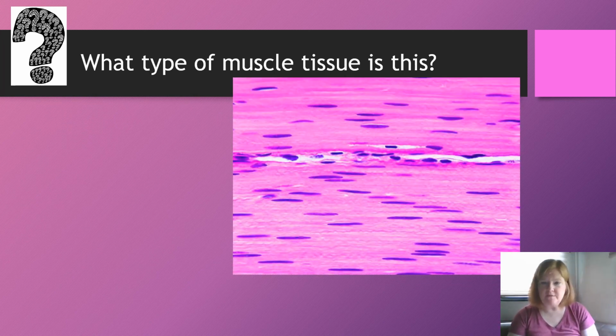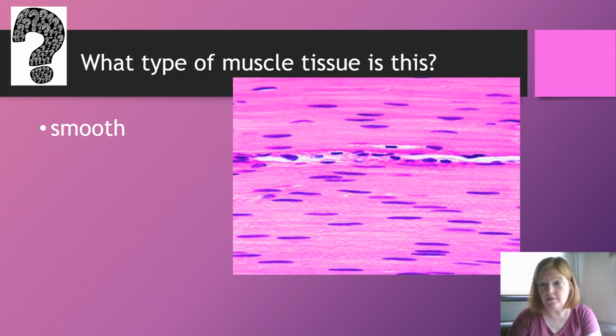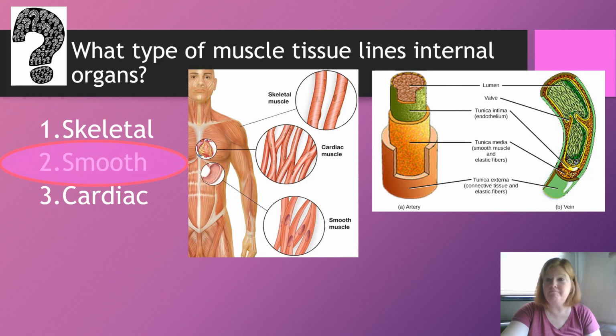What type of muscle tissue is this? Well, that's smooth. There's no striations, no stripes. What type of muscle tissue lines internal organs? Smooth.